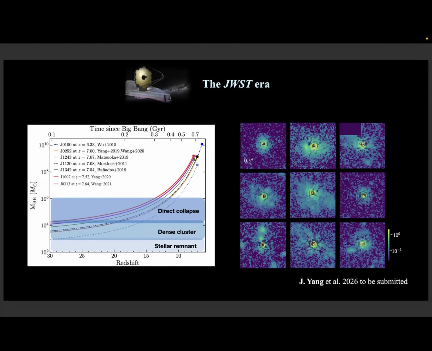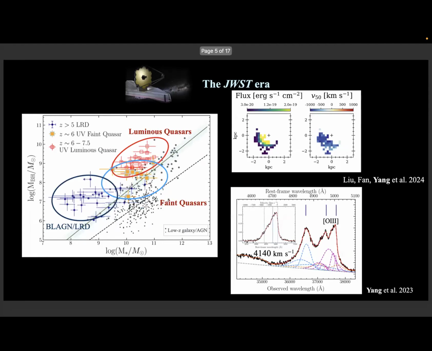At the same time, JWST for the first time can directly image restframe UV and optical stellar emission from host galaxies. So JWST is compatible with this. And now we get diverse host galaxies from high-redshift luminous quasars and quasars, also high-redshift broad-line AGN, the little red dots. And now we can talk about the black hole host relation at high redshift.